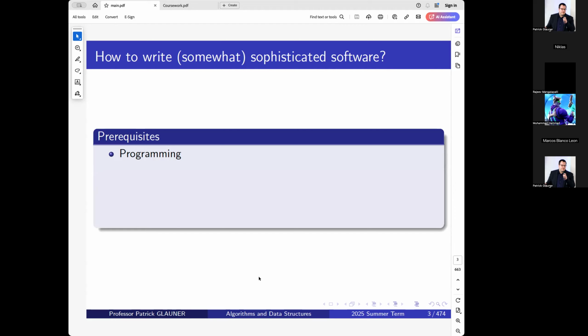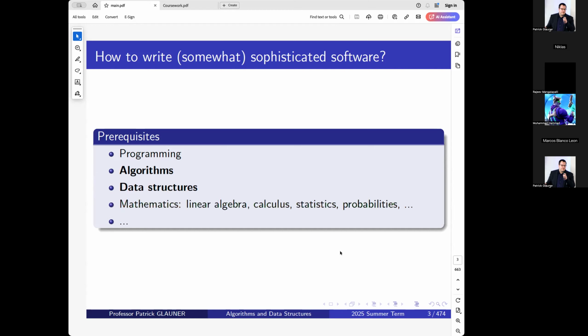You have learned in your first semester how to program. And now what do we need to do in order to write somewhat sophisticated software? We need programming as a foundation, but in order to build somewhat sophisticated software that does something sophisticated, we also need to know how to build our own algorithms. And algorithms typically operate on data structures. So data structures store data, and algorithms allow us to manipulate that data. And both of that needs to happen efficiently.